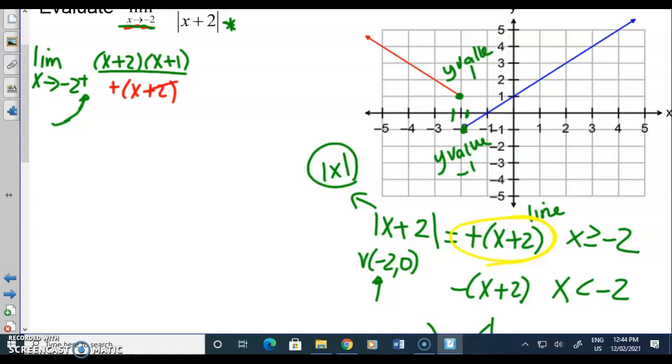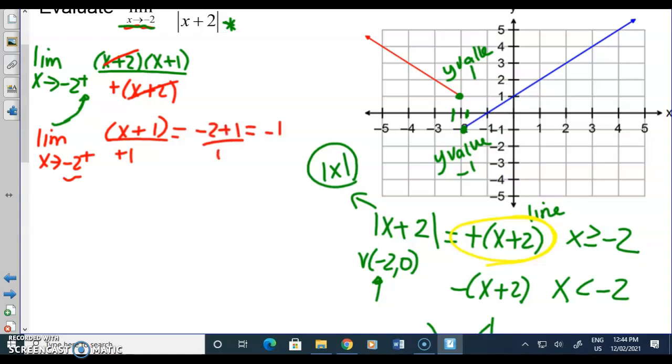As soon as I do that, I see the factors cancel. Then I'm going to look at what's remaining, which is an x plus 1 over a positive 1. And then I can use substitution to solve for the limit. I'm going to substitute -2 in for x, and I'm going to get -1 as an answer. You don't have to worry about that positive right-hand limit because I've already defined it by choosing the positive slope.